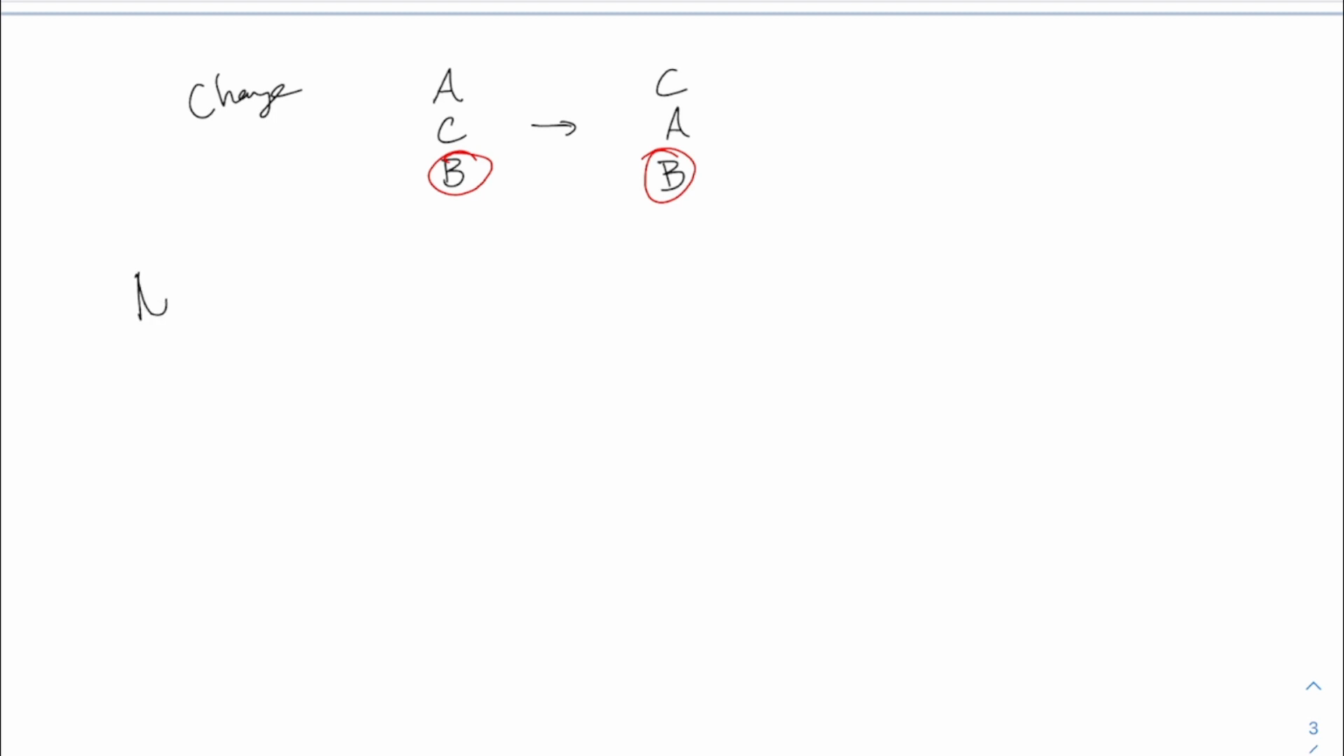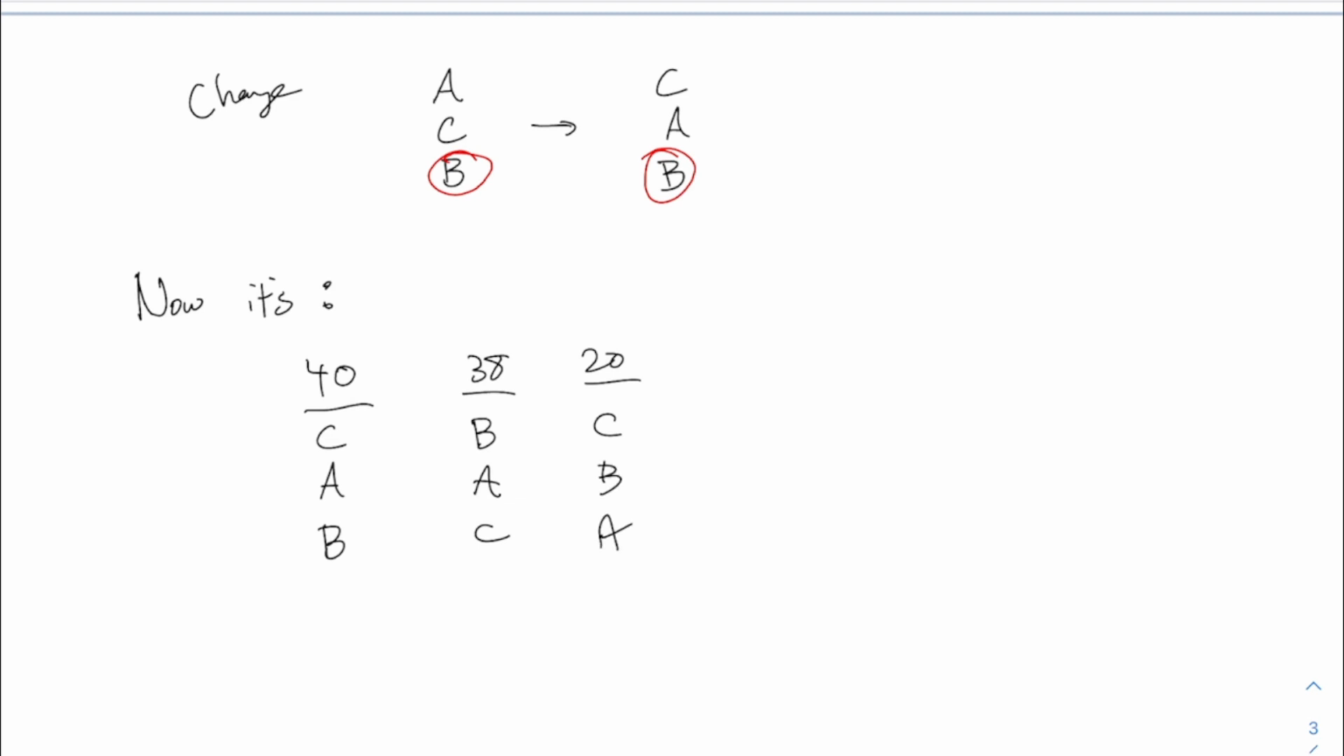So, I say now, after the change, it looks like this. 40 people in the first column. Now it says CAB. The middle column was 38, said BAC, like they did before, and then 20 said CBA. And now I do the ranked choice again.